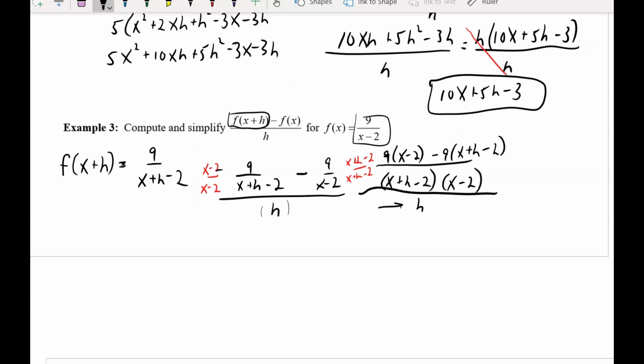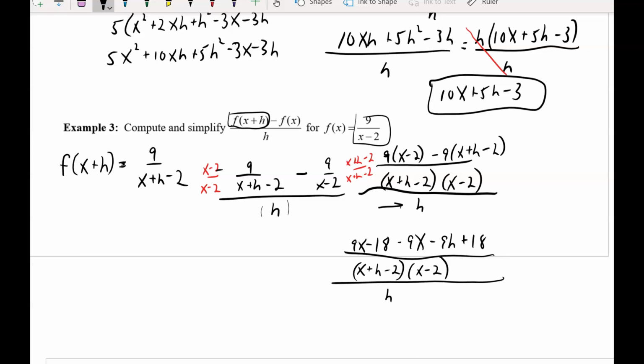So let's distribute twice in the numerator, and we have 9x minus 18 minus 9x minus 9h plus 18, right? Negative 9 times negative 2 is plus 18, all over that ugly denominator, x plus h minus 2 times x minus 2, and that all over h. We do get some cancellations in this numerator of numerators. We get the 9x minus 9x, we get the 18 minus 18, and we're left with just a negative 9h there.